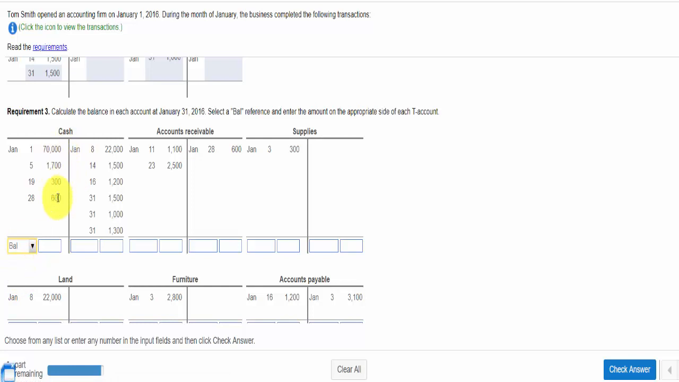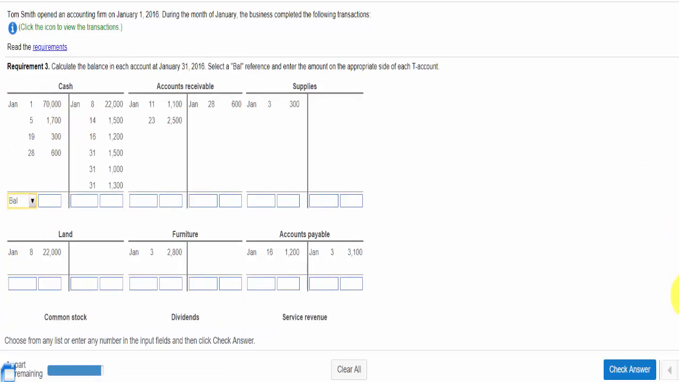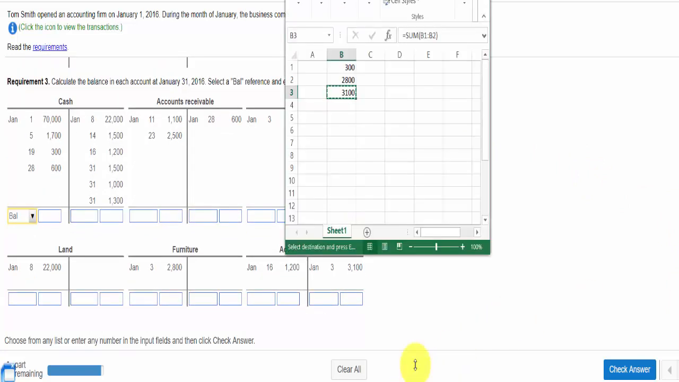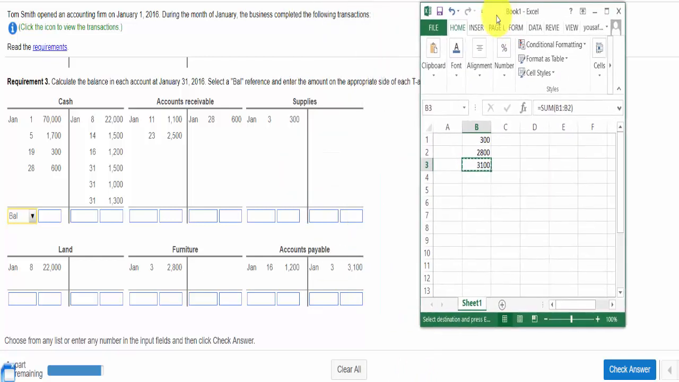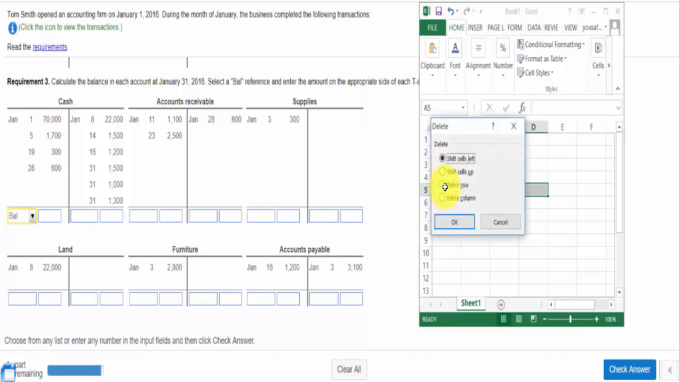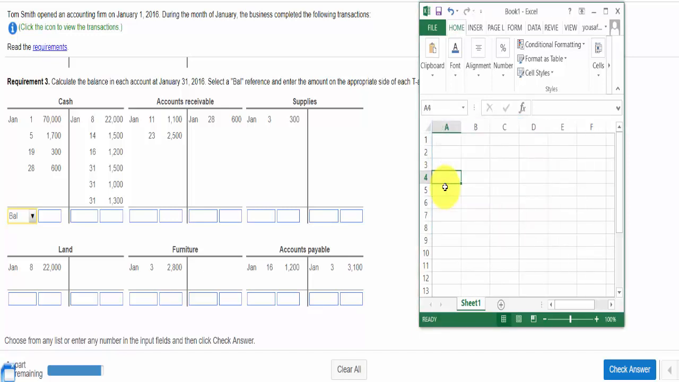Then we will calculate the total balance amount of this account. We will use Excel for the calculation. Also we will calculate the cash balance. Cash debit is 70,000, 1,700, 300 and 600. I highlight this debit cash amount.